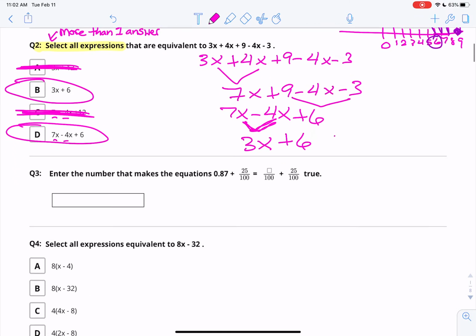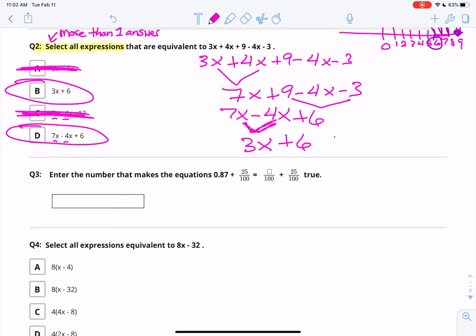All right, moving on. Enter the number that makes the equation 0.87 plus 25 over 100 equal to some number over 100 plus 25 over 100. So you'll notice the 25 over 100 and 25 over 100 is done. So what they did was they changed this 0.87 into a fraction with 100 on the bottom. And you're supposed to remember that percent means out of 100. So if I was going to write 0.87 and turn it into a fraction, I know it's 87%, which is 87 out of 100, so that means the answer is 87. That's what's missing from that box. It'd be 87 over 100.